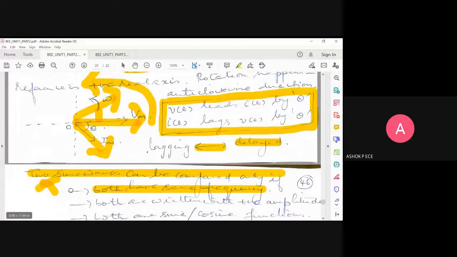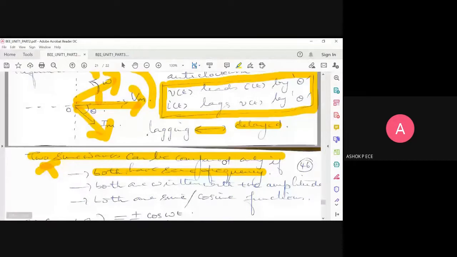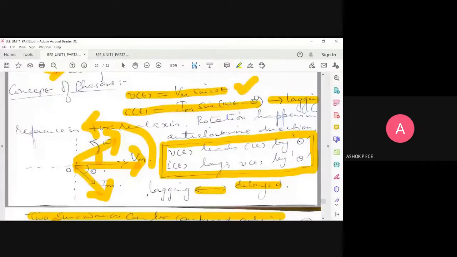The very first condition is that when you are going to plot two signals, their frequencies must be the same. See, when you have omega t and 2 omega t, the entire signal characteristics itself change. So I cannot represent the two signals in the same phasor diagram. Okay, the first condition is frequency should be the same.